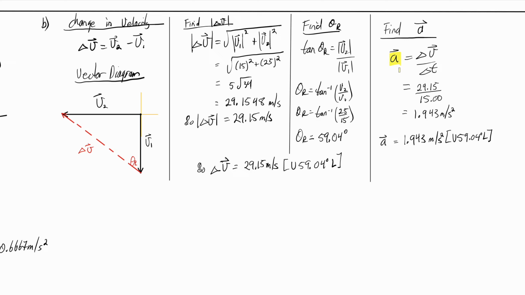So calculating the average acceleration is going to be your change in velocity over change in time. The heavy lifting was trying to find the change of velocity. So to find that magnitude is just this value, 29.15 divided by 15. So now what we've got is an average acceleration of 1.943 meters per second squared, up 59.04 degrees to the left. Okay, so what that means, folks, is that the net force acting on this object has an up component and a left component.